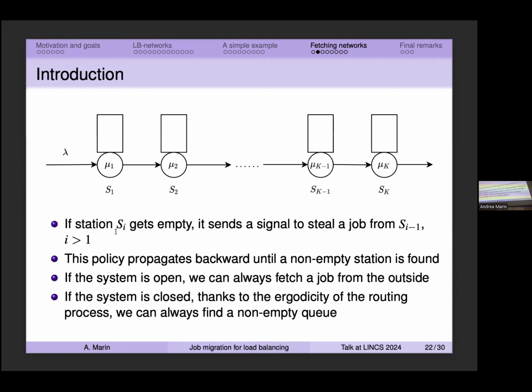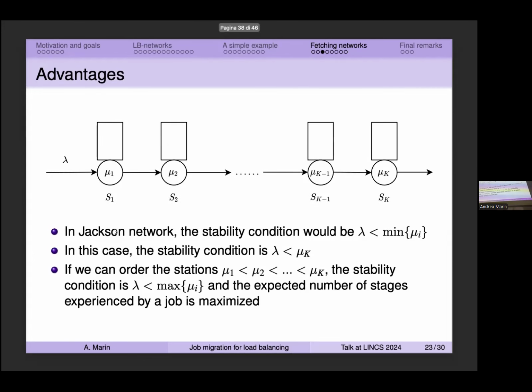What we did is we generalized for any topology of the network, so cyclic, open, closed. Okay, so let's see the advantage. If this is a Jackson network, so I'm going to work tandem here, you know that the stability condition is lambda lower than the minimum of the service rate of each of the stations, okay?